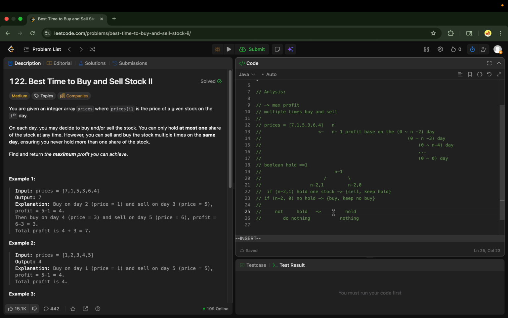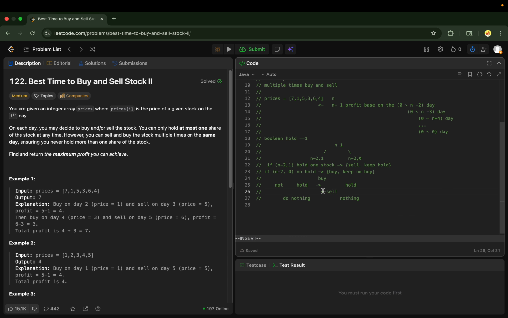But for here, if you do not hold, you can buy one and then become hold, and if you hold, you can also sell. So we need to do this, right? Based on these situations, we then pick the maximum benefit.